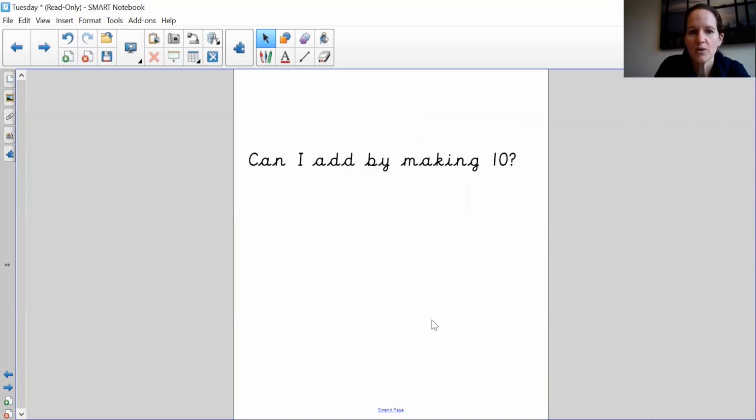Well done. Okay, so our learning objective today is, can I add by making 10? Now, you're all very good at adding up to 10, but today we're going to think about adding the numbers to make 10 first, and then add something else onto it, because adding numbers to 10 is easier. So let's have a look.